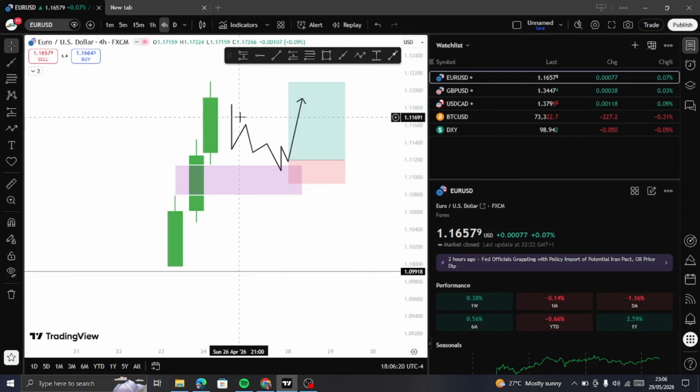So now what we're going to do is I'm going to go to the live chart and show you some more examples for the three key levels.